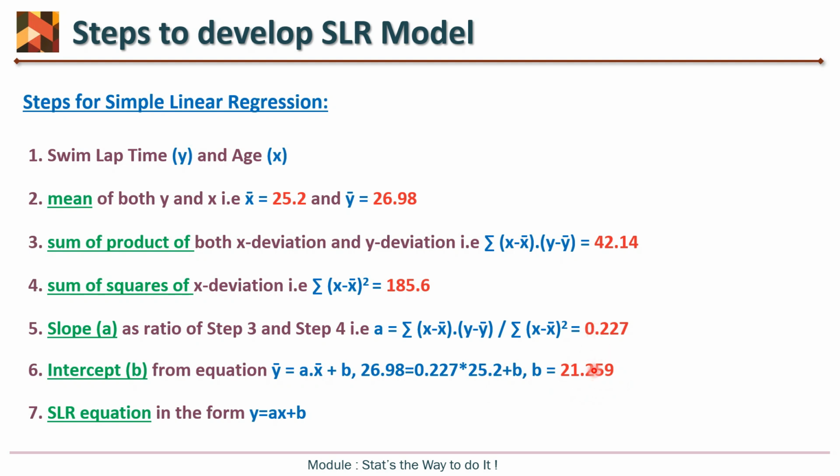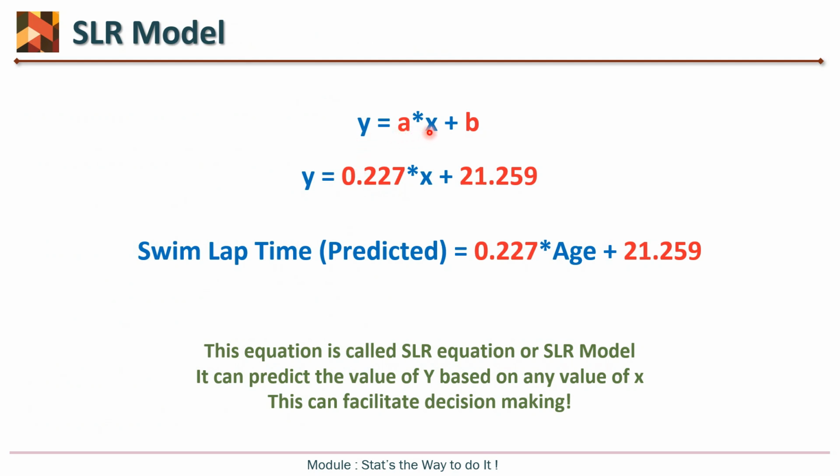Now we have the values of a and b. So the SLR equation will be in the form of y equal to ax plus b. So we have to write it like this: y equal to ax plus b. The value of a is 0.227 and the value of b is 21.259. Now what will be our SLR equation or SLR model, we can say? The swim lap time will be predicted by the equation 0.227 into the age of the swimmer plus 21.259. So this equation is called the SLR equation or SLR model, and this model can predict the value of swim lap time based on any value of x, that is the age of the swimmer.